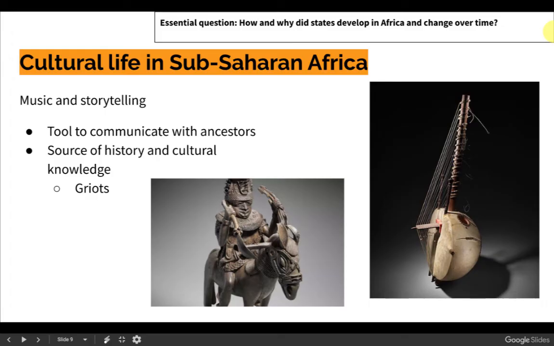Performing on instruments like the kora, shown here on the right, griots performed songs that were the keepers of oral history and knowledge of a clan. At this time, sub-Saharan African languages were generally not written down, and griots were crucial in passing on knowledge from one generation to the next, so that their cultural, political, and economic practices could continue.